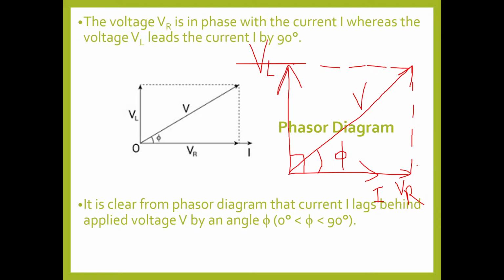So this phi is not exactly 90 degrees as for a purely inductive circuit. What did I say? Voltage will lead current by an angle of 90 degrees. But here, since a resistor is also there, voltage will not lead current by 90 degrees. Voltage will lead by some angle phi, so the phase angle between voltage and current is between 0 and 90 degrees. This V is the vector sum of VR and VL.